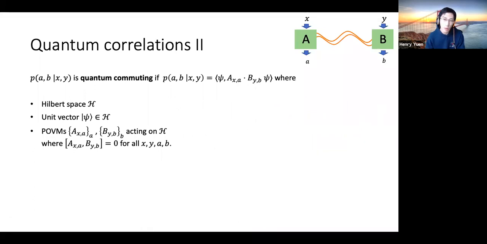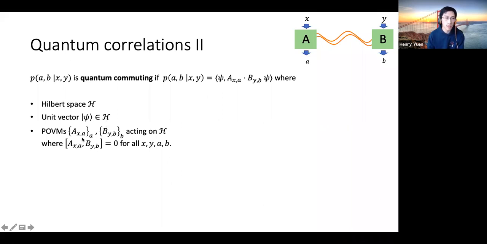So there's a more general way of modeling quantum correlations called the commuting operator model. And here, there's only one Hilbert space to describe the joint state of these two devices. And the state of the two devices is, again, described by some unit vector, but there's no tensor product decomposition a priori.